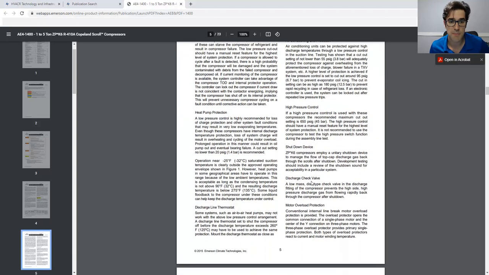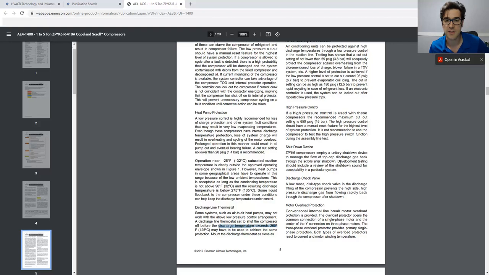We'll go down to heat pump protection. So right here, this is the big one. Cutout setting, no lower than 20 PSIG. Very important to understand that, as well as when you're charging the system, you need a certain amount of charge in the system before you try to start up the compressor, or it's going to overheat and trip off right away. Discharge line thermostat, okay, yeah, right here. Discharge line thermostat exceeds 260 to trip off.